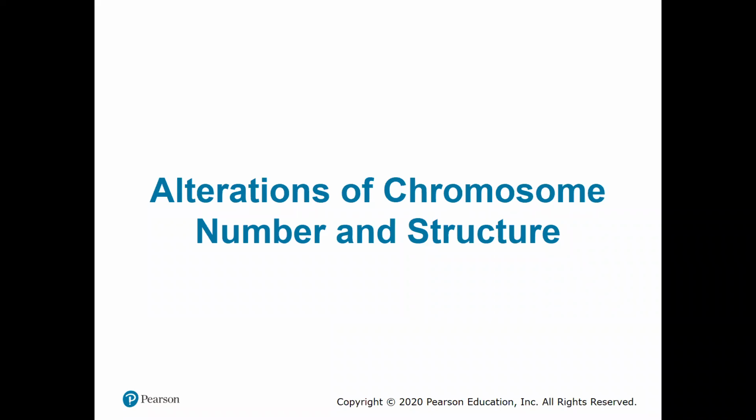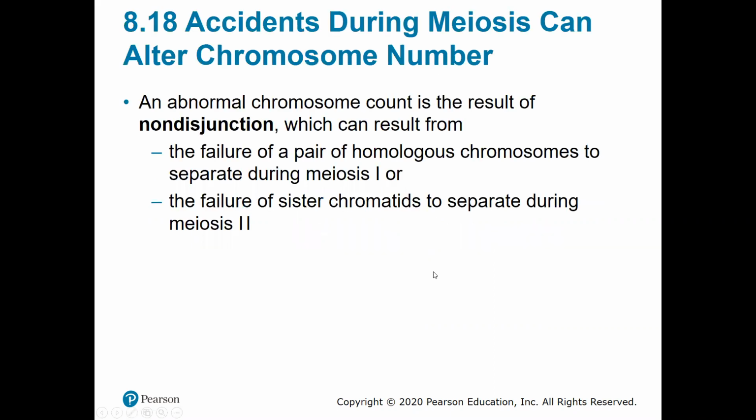So for the last part of this series on cell division, we're going to look at what happens when cell division, mitosis and meiosis, goes wrong, if you have an alteration of the chromosome number and the structure. So accidents during meiosis can alter chromosome number.